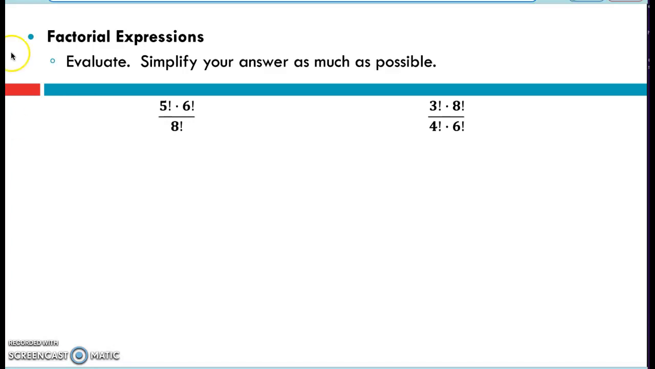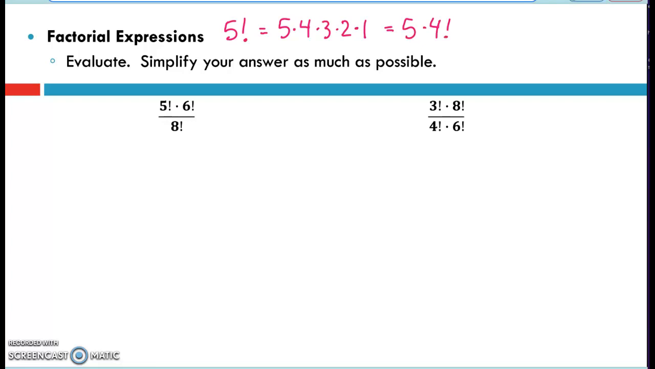Everybody. In this video we're going to talk about factorial expressions. Before we go ahead and talk about these fractions down here, let's do a quick review of what a factorial is. If we are given 5 factorial, this equals 5 times 4 times 3 times 2 times 1. Okay? We can also write this as 5 times 4 factorial.